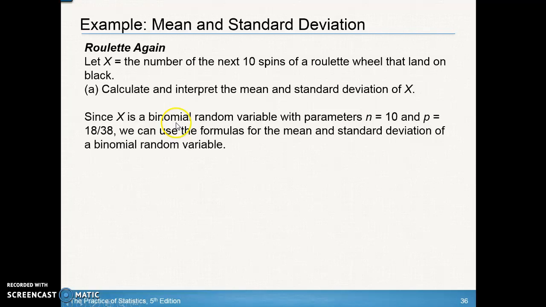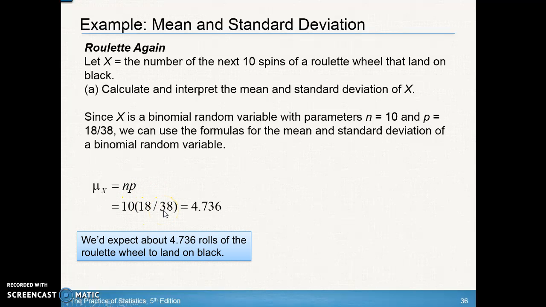So we knew X was a binomial random variable. Like I said, you could just write B, n is 10, p is 18 out of 38. Let's use the formulas that we have to find the mean and standard deviation. So the mean is n, our number of trials, times the probability of success, or landing on black, which is 18 out of 38. That gives us our mean. What would the interpretation be? We'd expect 4.736 spins of the roulette wheel to land on black, okay?